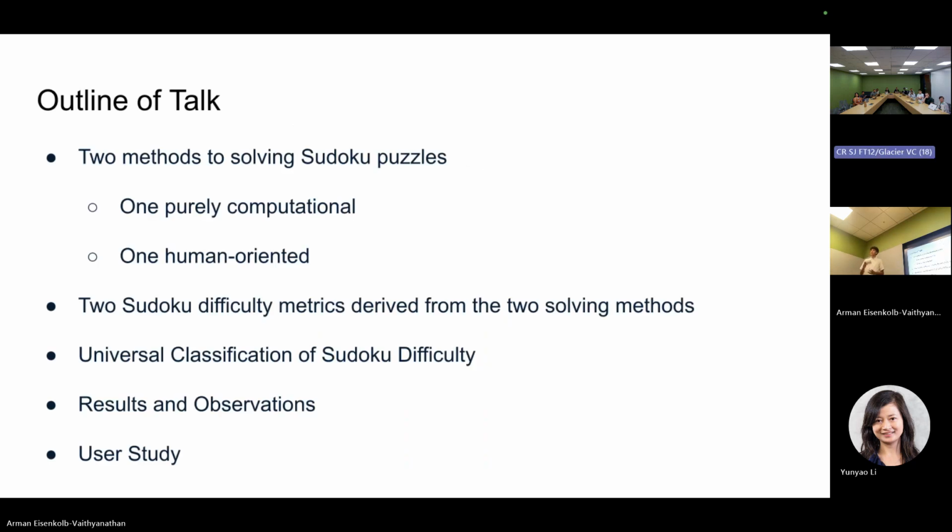I approached this question with two distinct approaches to solving Sudoku puzzles. The first focuses on how a computer would solve a Sudoku puzzle, and the second is more human-oriented and focuses on how a human would solve a Sudoku puzzle. From these two methods, I derive two metrics that each characterize Sudoku difficulty. With these two metrics, I build a universal classification of Sudoku difficulty, which allows me to compare difficulty across the Sudoku websites. Then I share my results and observations, and finally I hope to conduct a user study.